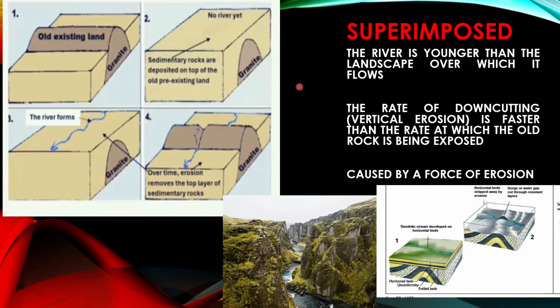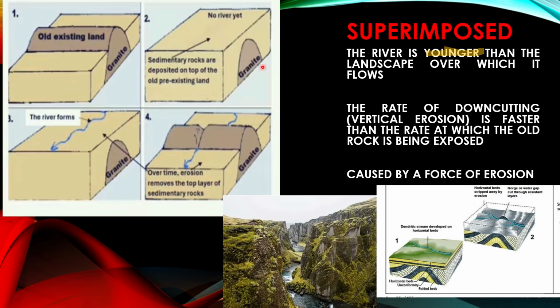In today's video, we are covering the topic of superimposed and antecedent drainage basins. Now, a superimposed stream or river is when the river is younger than the landscape over which it flows, right? The river is younger, and the landscape is older.